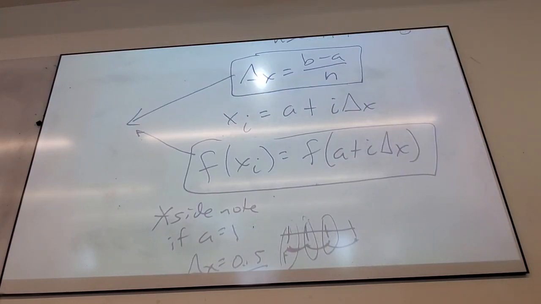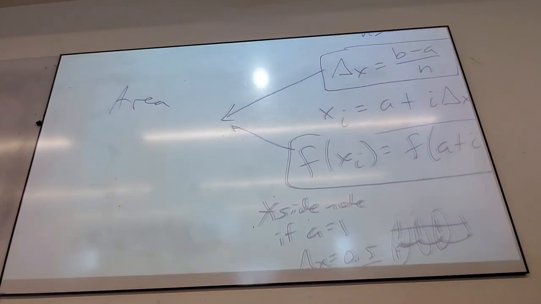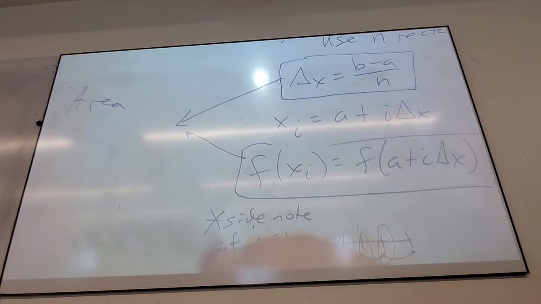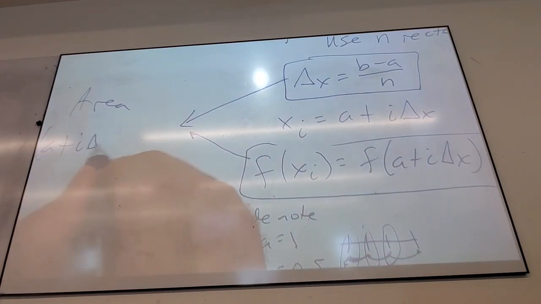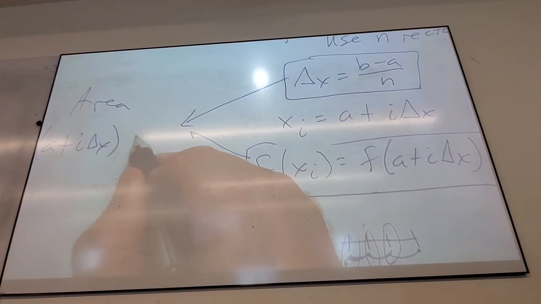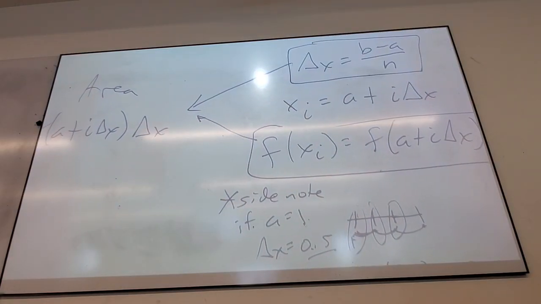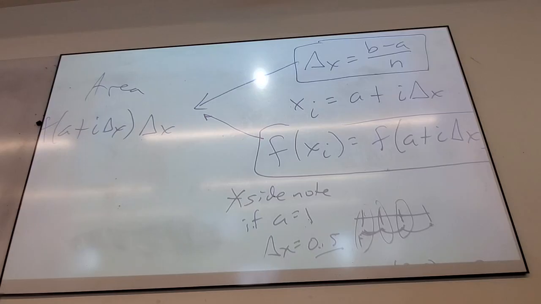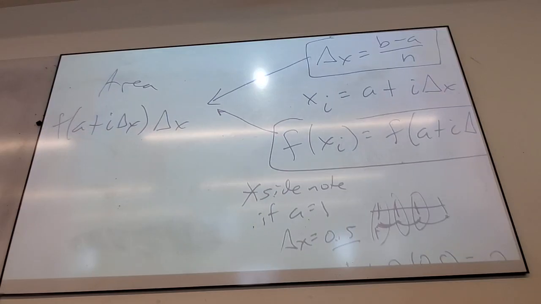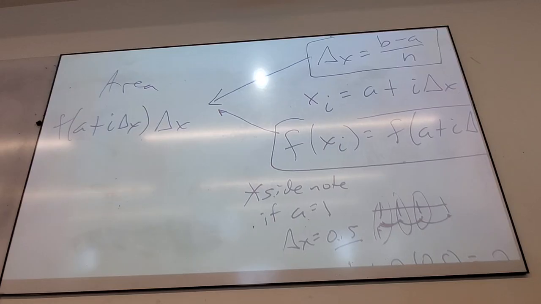Now I can do the part where we make the area. So what's the area of each rectangle? It's going to be this times this. And then, what do I do once I get all the areas? What did we do once we got all the areas? We added them up.